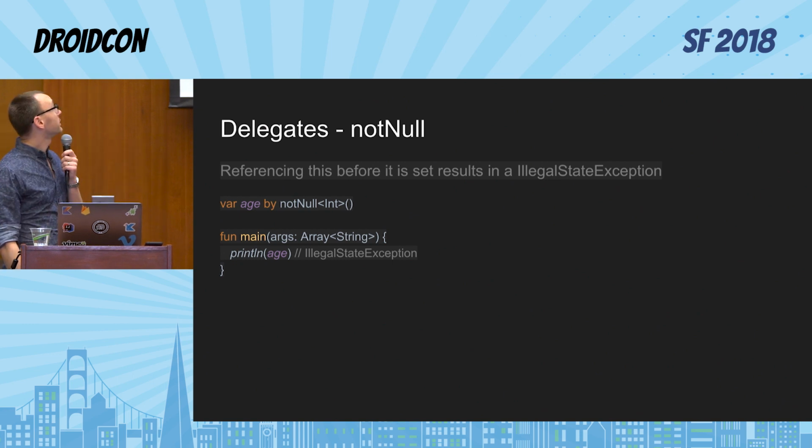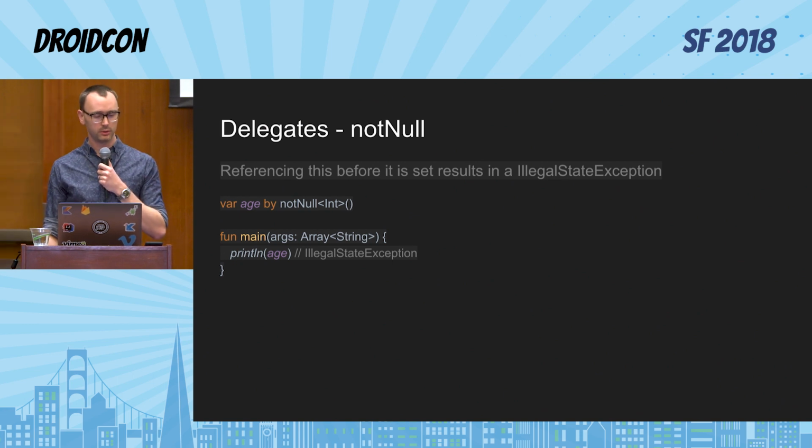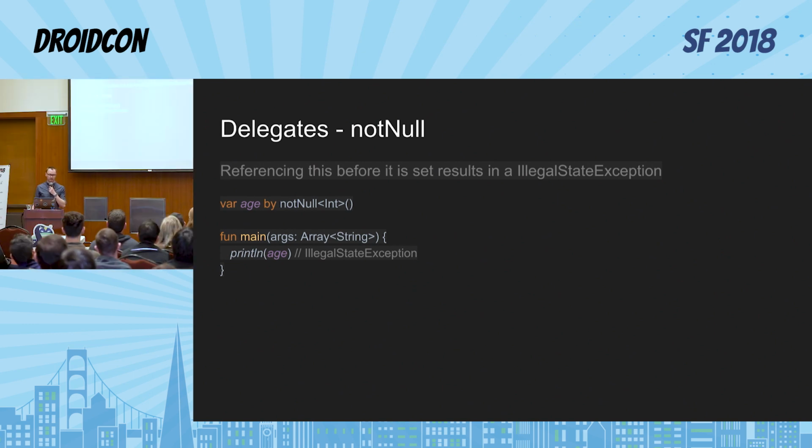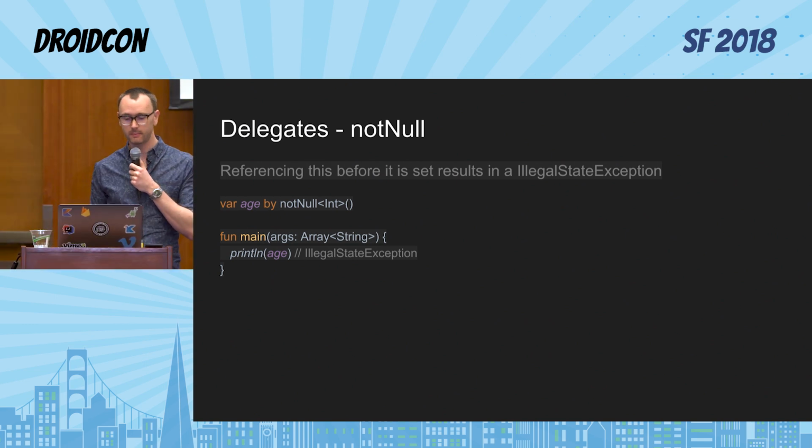And then the last one is notNull. So notNull is a very simple one. If you try and reference one of these values before the variable is set, you'll get an illegal state exception. So the question is, what's the difference between this and lateinit? Lateinit you actually can't use on primitive types. So with one of these you can.